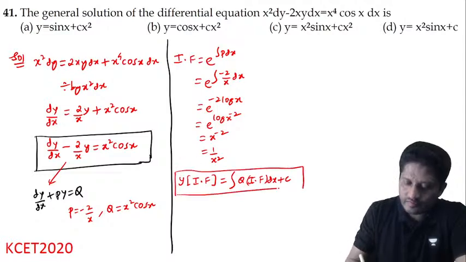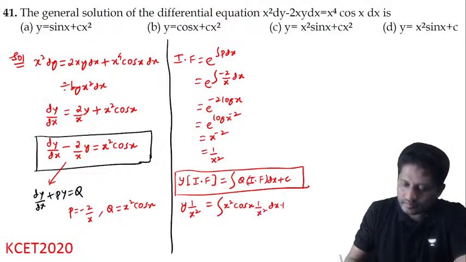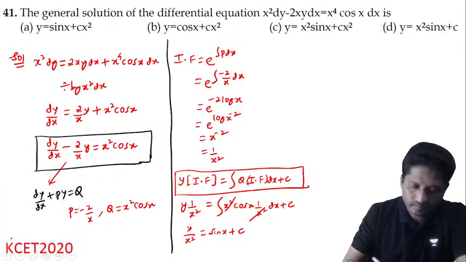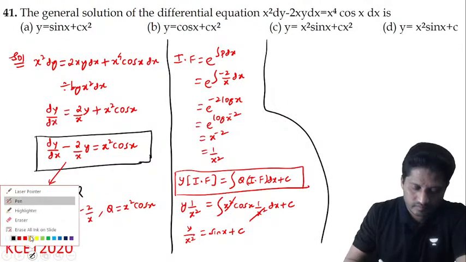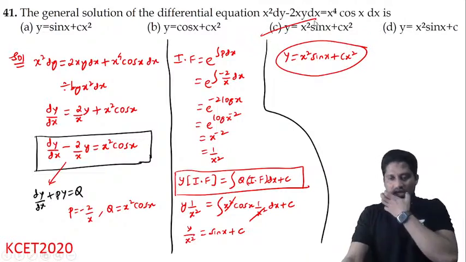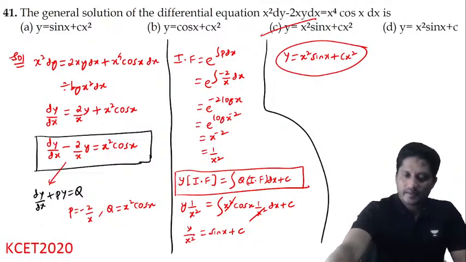This is y into IF, 1 by x square, is equal to integral q. Q is x square into cos x, and IF is 1 by x square, dx plus c. This will cancel. Y into x square is equal to integration of cos x, which is sin x, plus c. If I cross multiply, you get y is equal to x square into sin x plus c into x square. Answer is option C. Right, let's move to the next question.